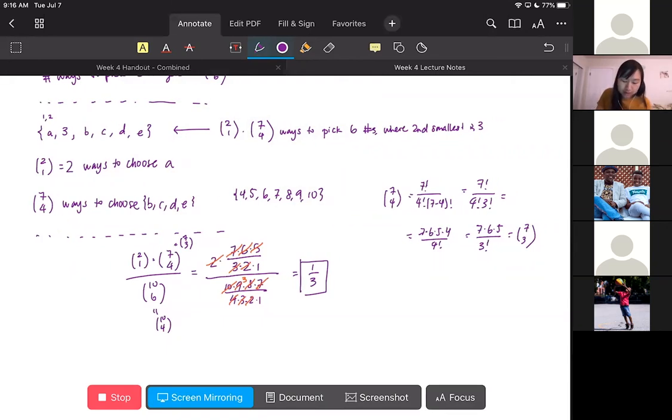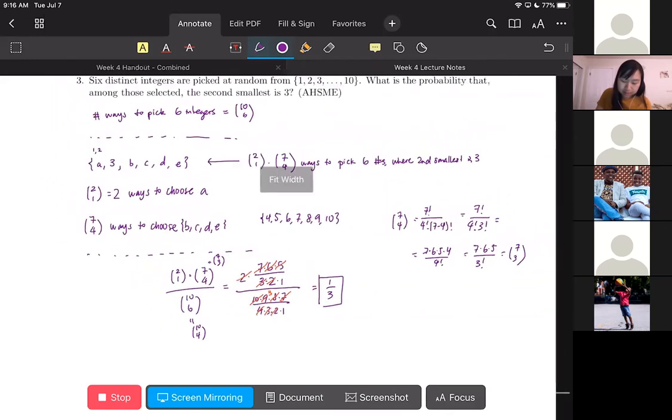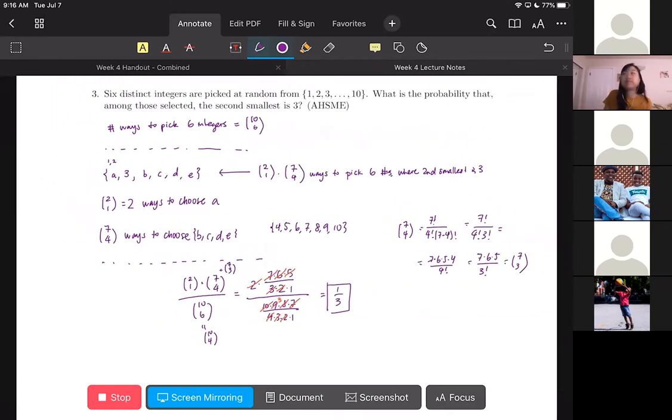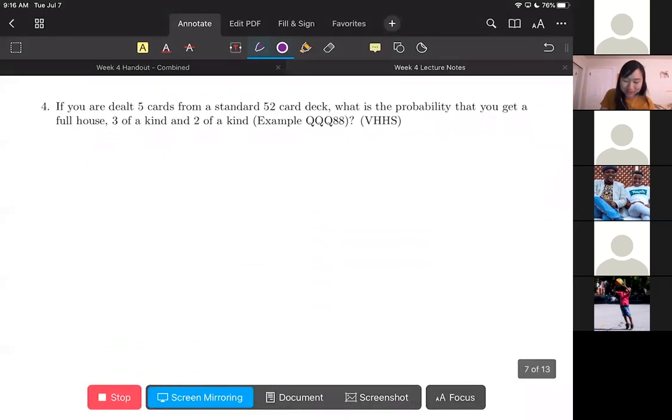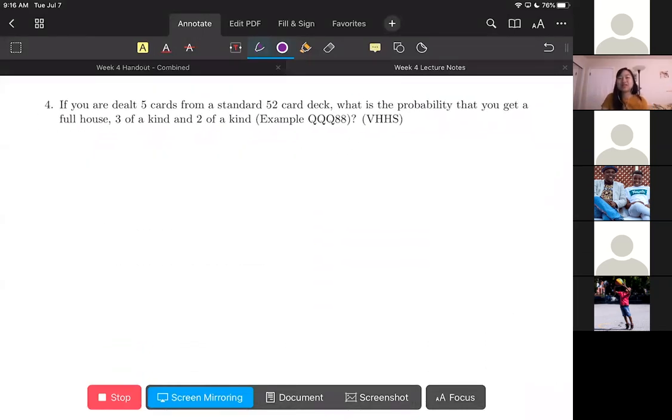Any questions on this one? All right. I have some more practice problems, so we can see a bunch of different types of these.